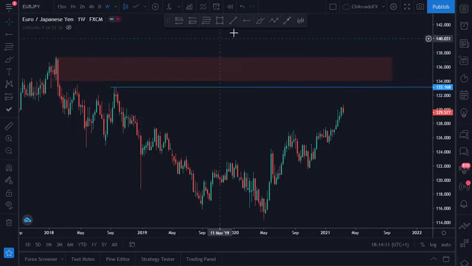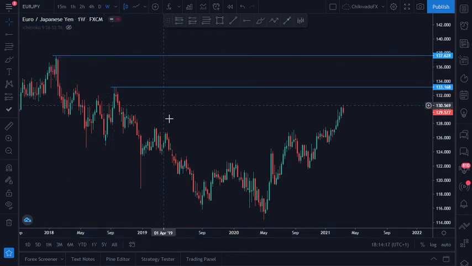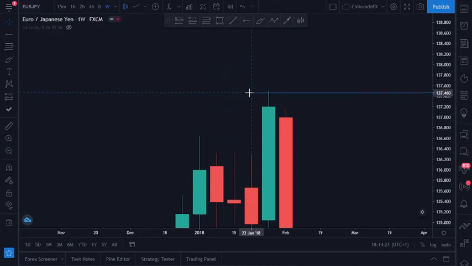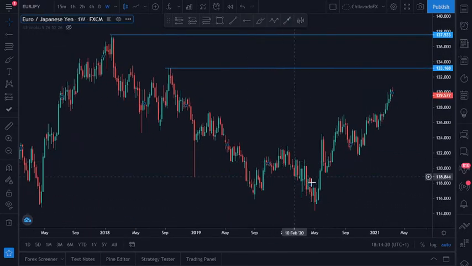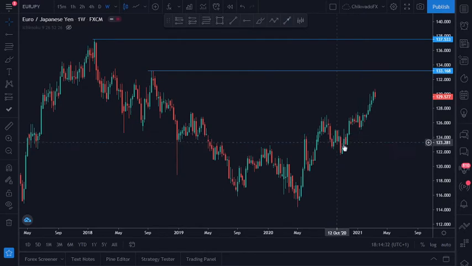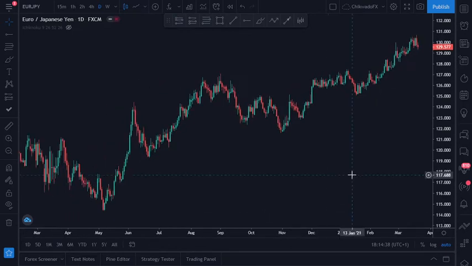And from what experience has shown us, the market will always take out highs, will always take out lows. So sometime in the future, we know that we are coming to take out this old high from January 2018. You see, we had this high here, and now we are taking off on the market. Now we go down to the daily time frame.